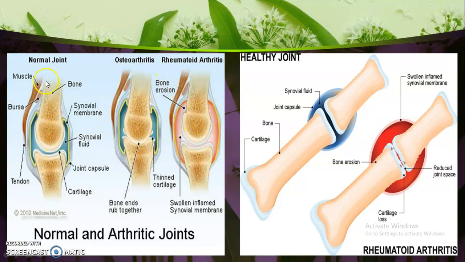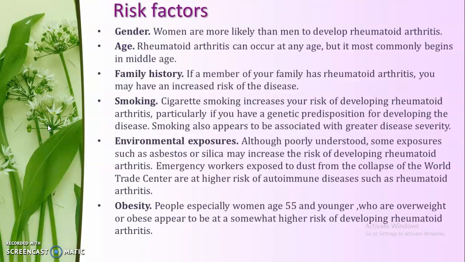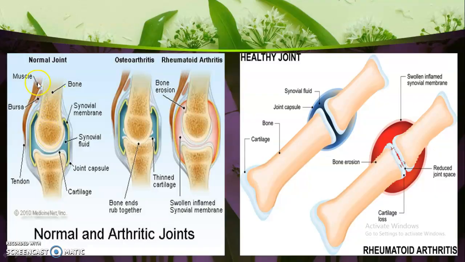In the normal joint you can see here is a bone, here is a bone, these are the muscle fibers, here is a synovial membrane and synovial fluid, and here is a joint capsule, cartilage of joint capsule. You can see the changes in arthritic joints. In rheumatoid arthritis, there is bone erosion and swelling in the synovial membrane. That's why there is inflammation and painful movements.